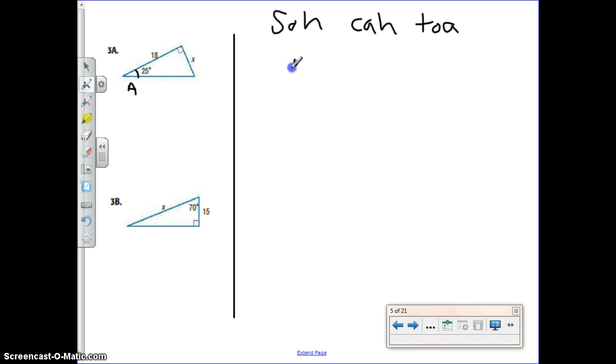So we're going to write the tangent of angle A, so the tangent of 25 degrees, because that's what our angle is here, is equal to our opposite leg, which is in this case x, over our adjacent leg, which is 18.